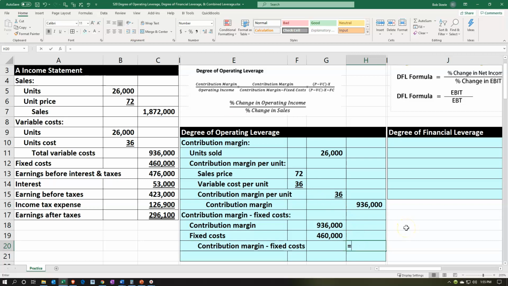I'm going to subtract these out. This equals the 936 minus the 460. We'll put an underline here. Home tab, font group, and underline. So there we have the bottom part of our formula.